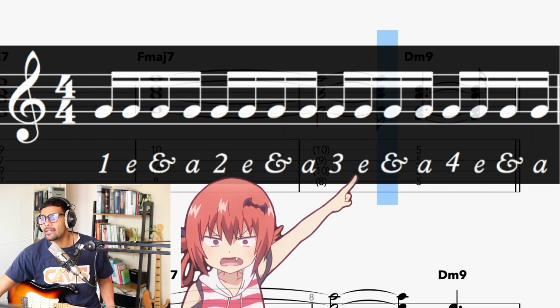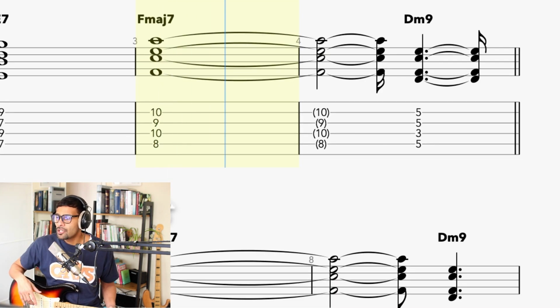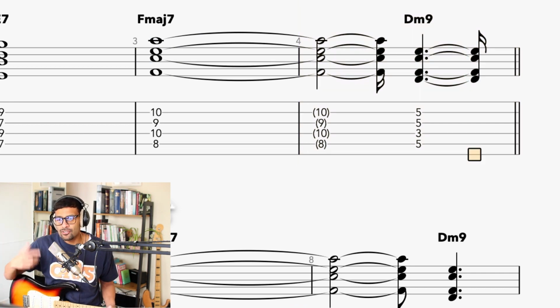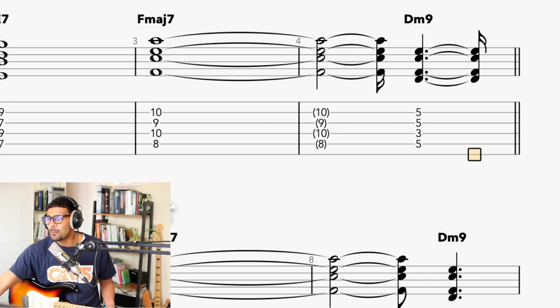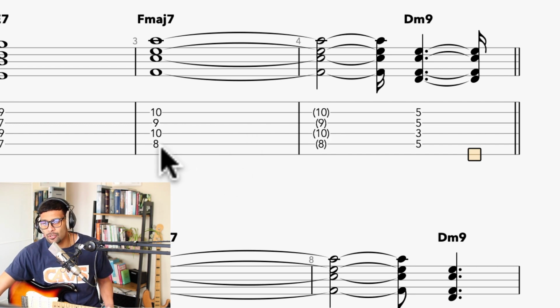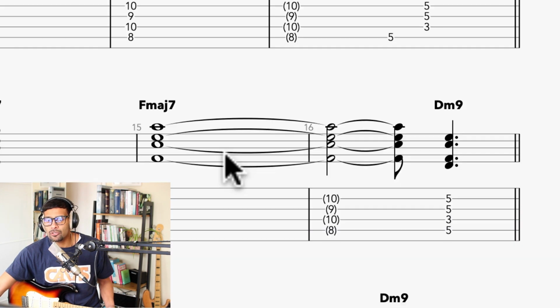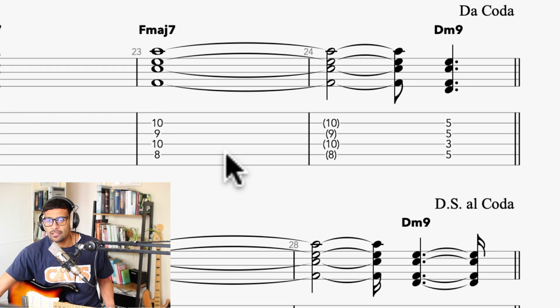So let me play from the F major 7. 1, 2, 3, 4. 1 E and a 2 E and a 3 E and a 4 E and a. So you heard it was on the 3 E, not the 3 and. You don't play on the and, you play a quarter of a beat earlier now on the E. I hope you're with me on this one. So that happens on the intro, and that also happens on the post chorus.